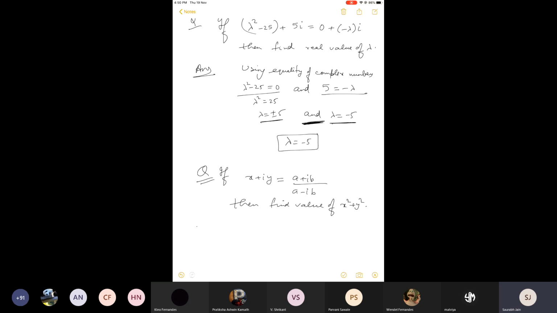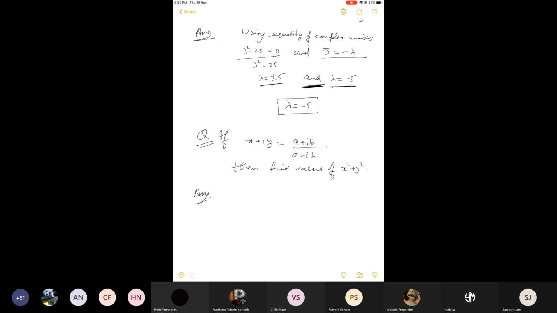Can anyone tell me how to start this question? I mean, how will you find the value of x square plus y square? So first, rationalizing the denominator. Yes, correct. Simplify. First step should be the rationalization.